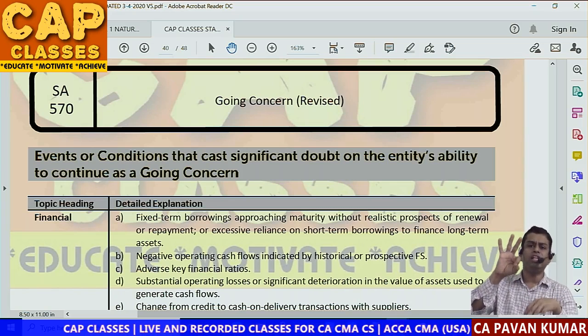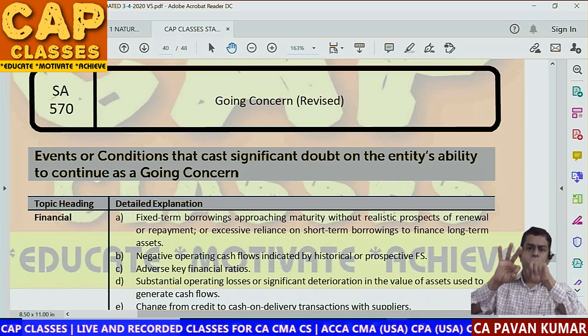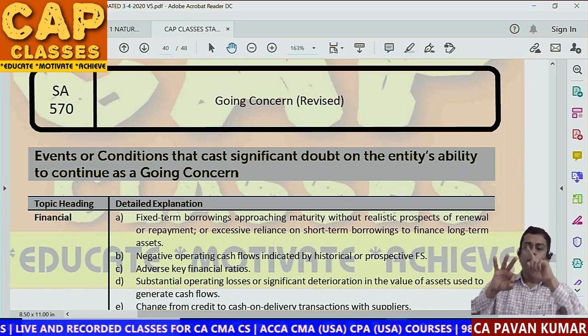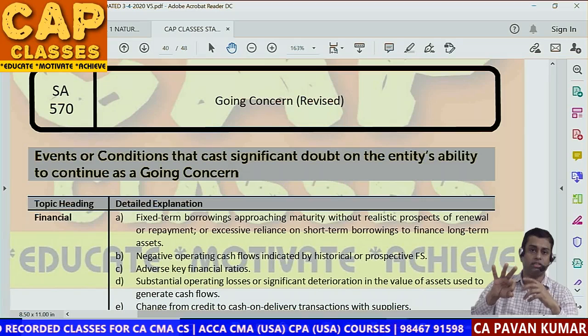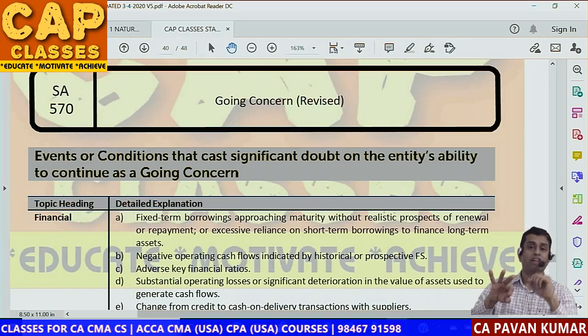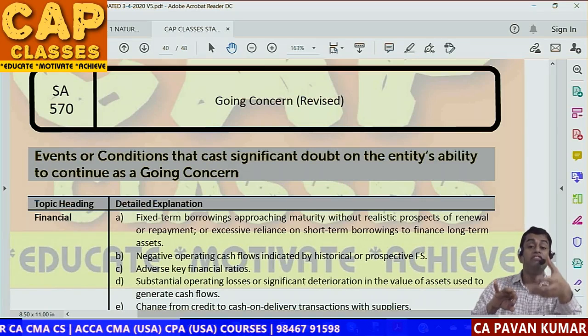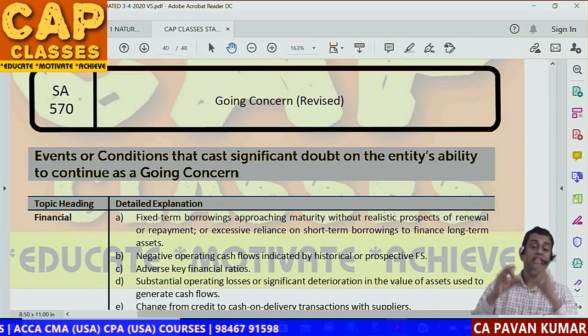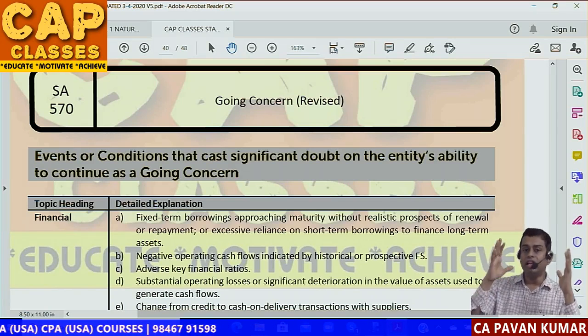So there are three financial statements: the P&L account, the balance sheet, and the cash flow. P&L negative means operating losses, balance sheet negative means negative net worth, cash flow negative means negative cash from operations. These three are basically financial indicators.